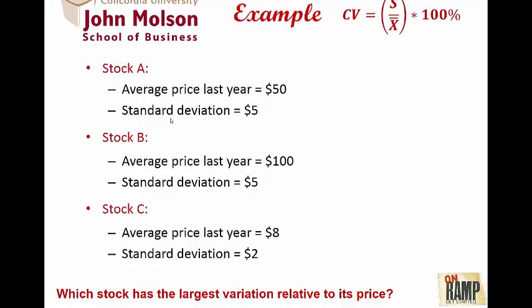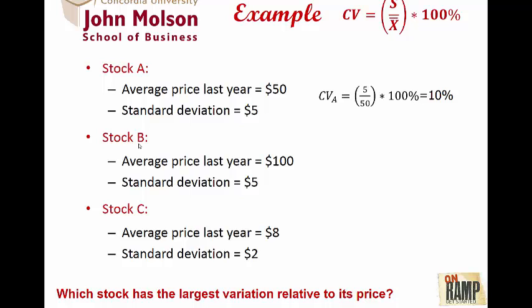If I only look at standard deviation 5, 5, and 2, Stock C seems to have the smallest variation. But is that the case? Let's calculate. The coefficient of variation for the first one, standard deviation 5, divided by the mean 50, according to the formula, times 100%, is 10%. Is it big or is it small? We cannot say. It is used to compare.